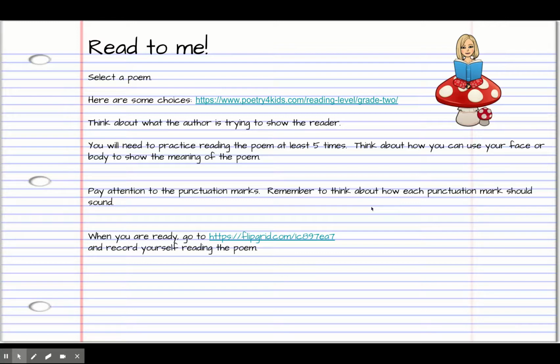Now, when you're ready, you're going to go to Flipgrid and you're going to record yourself reading the poem. I can't wait to hear your reading with expression on Flipgrid. Have fun.